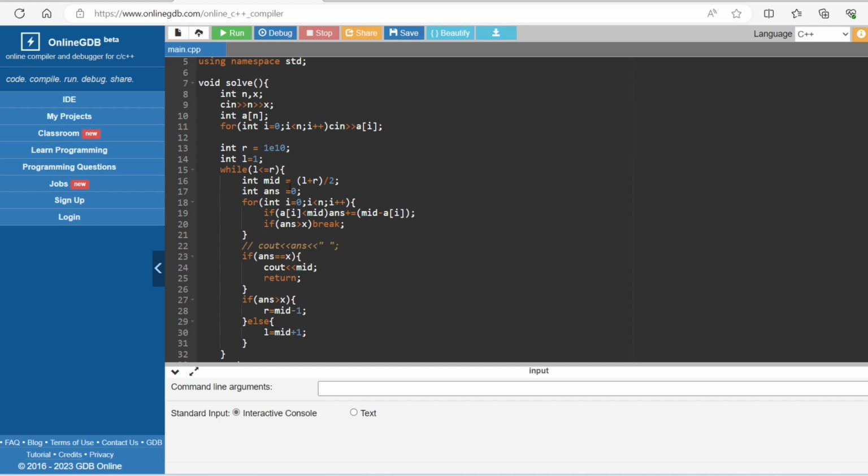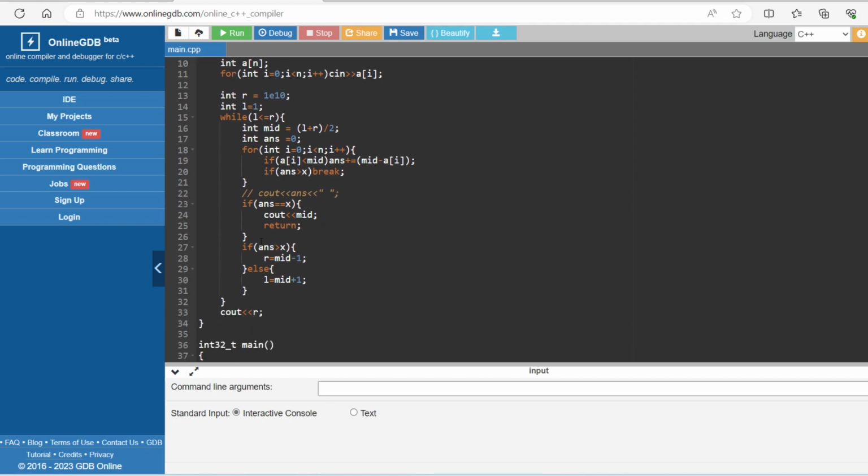We are calculating the mid value and checking whether that mid value is possible or not. Whenever the answer crosses x, we know that the mid value is not possible. If we ever find the answer equal to x, we print that mid value and return, because we are getting the exact value we needed. Now suppose the answer is greater than x, it means we have to trim the right portion, so r equals mid minus 1. If the answer is less than x, we have to increase our value, so l would be mid plus 1.